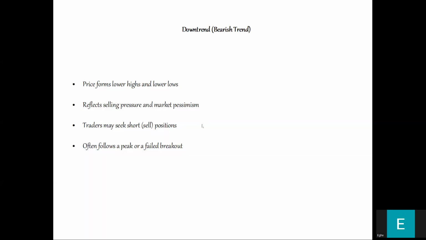Then we have the downtrend. The downtrend is also known as what? The bearish trend. Price forms lower highs and lower lows. It reflects selling pressure and market pessimism. Traders may seek short or sell positions. When there is a downtrend or a bearish trend, as a trader, the opportunity you should be looking for is how to sell the market.